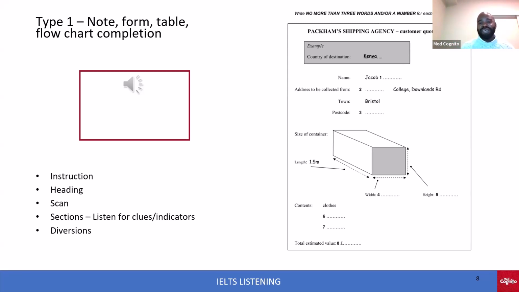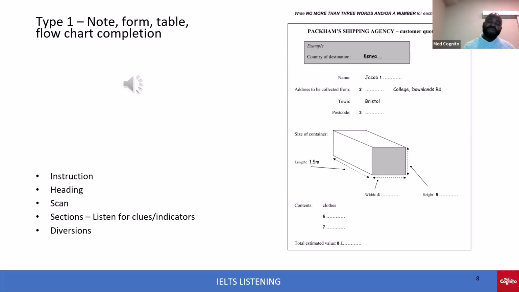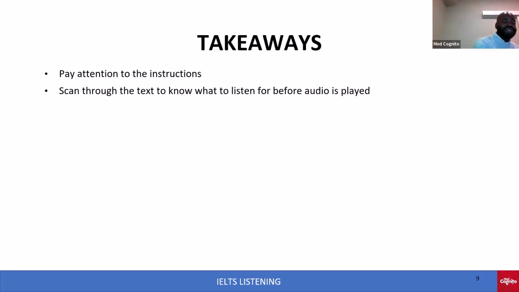That was just a sample of a form for the type 1 listening questions. There's a table type, there's a flow chart type. Apart from that, all those fall under type 1. Apart from that, there are 5 other types of questions. And so for MedCognito, we go through all of these types of questions, the different kinds. We go through different examples and then give skills, things to pay attention to answer all the different kinds of questions. And so just to end the seminar, I want to quickly go through the key takeaways.